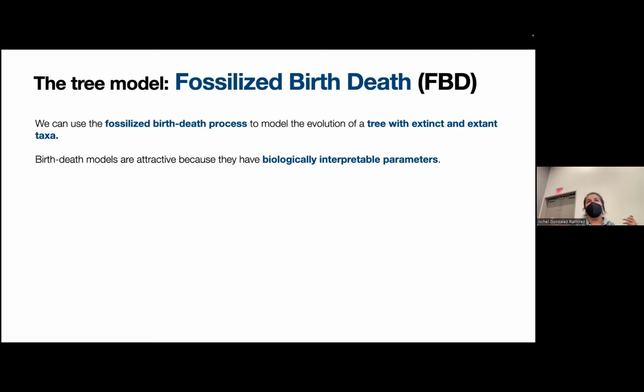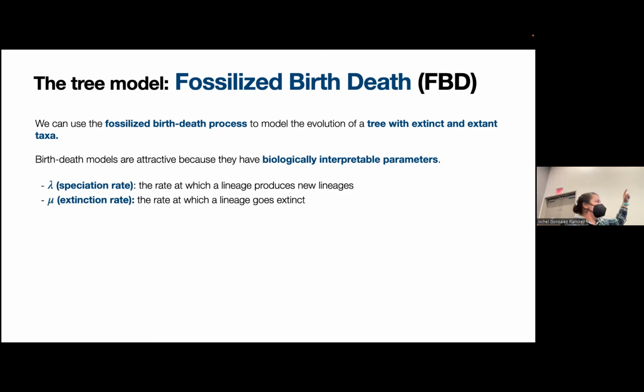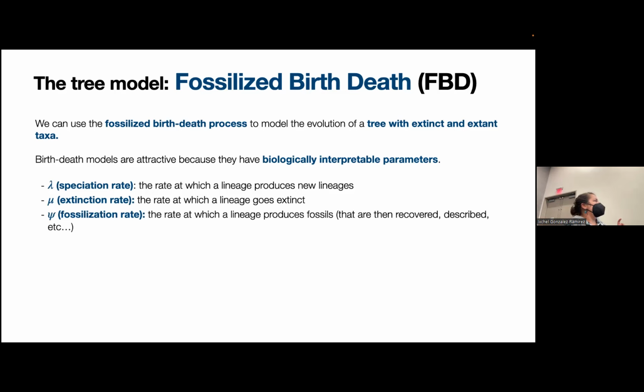It has parameters that are important for us as biologists and that have some sort of interpretation. The parameters that it has are a birth rate, or so-called speciation rate, so how lineages split through time. Then we have an extinction rate, or death rate, so at what rate a lineage goes extinct. We have a fossilization rate, so at what rate do I have a fossil, right?